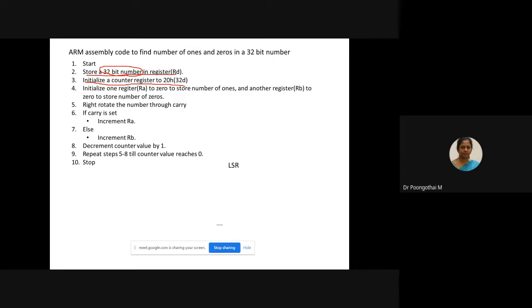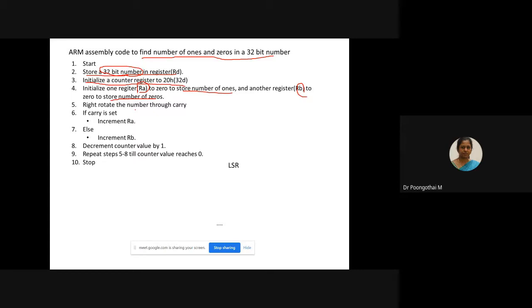And after that you have to initialize two registers for storing your ones and zeros. The given statement is to find the number of ones and zeros in a 32-bit number. So I am supposed to use RA to store the number of ones and RB to store the number of zeros. Okay, and rotate the number through carry.